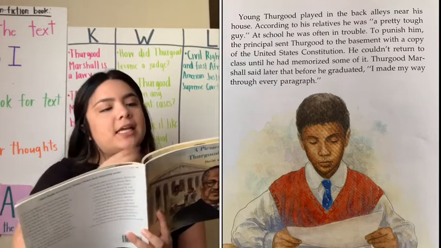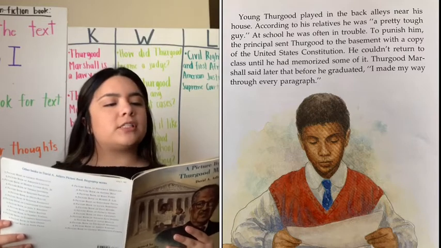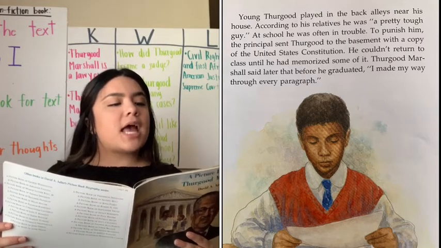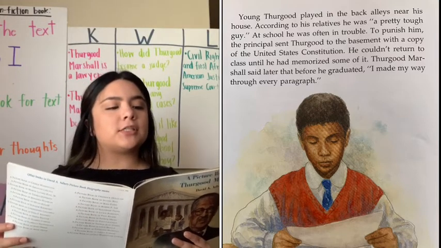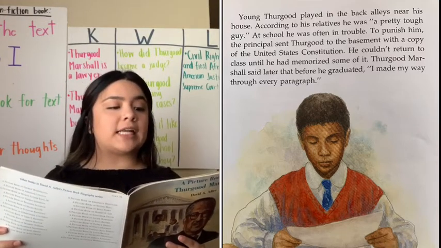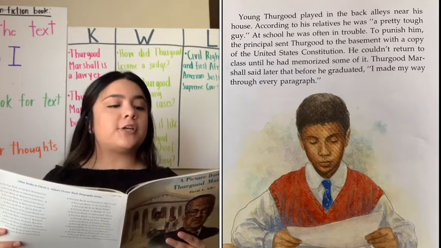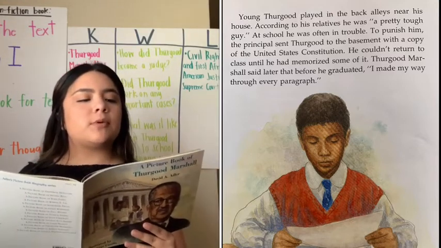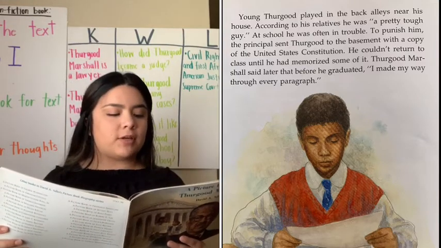Young Thurgood played in the back alleys near his house. According to his relatives, he was a pretty tough guy. At school, he was often in trouble. To punish him, the principal sent Thurgood to the basement with a copy of the United States Constitution. He couldn't return to class until he had memorized some of it. Thurgood Marshall said later that before he graduated, "I made my way through every paragraph."